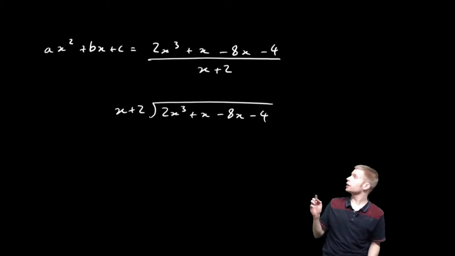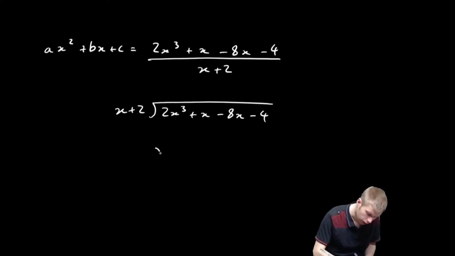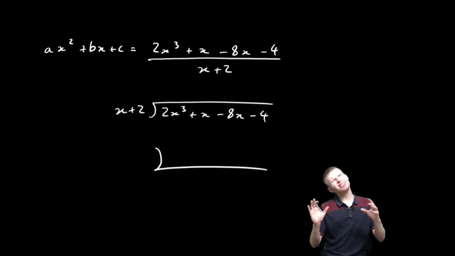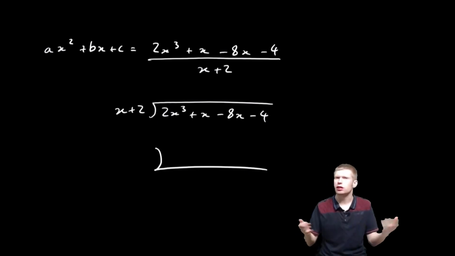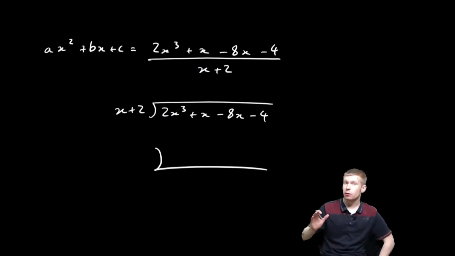First of all, I start by setting up an upside down division symbol. The reason being is it's not technically division, it's synthetic division, it's made up, okay? But it gets the same answer, and it works every time, by the way. But I have to be a little bit careful about what I put where.